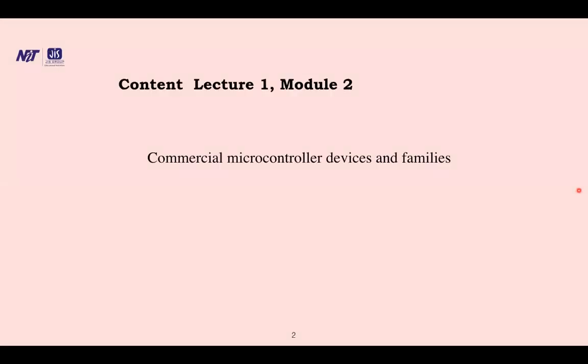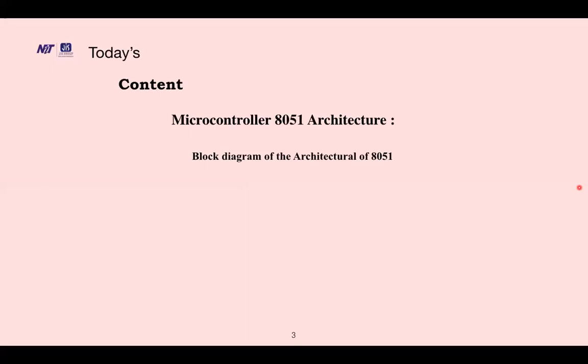In the previous content, we have studied commercial microcontroller devices and families. Today's session, the content is Microcontroller 8051 architecture, block diagram of the architecture of 8051.